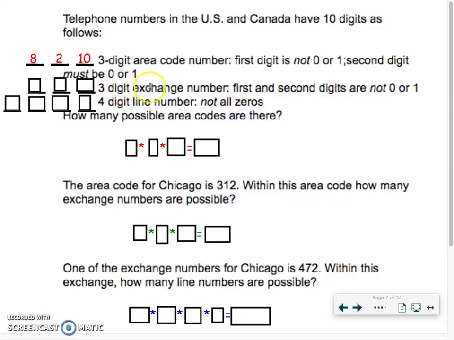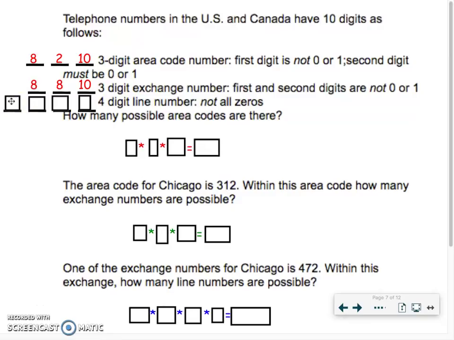Okay, next, we have the 3-digit exchange number. It says the first and second digits are not 0 or 1. So just like before, if we can't use 0 or 1, we only have 8 choices for both the first and the second digit. Now for the third digit, it doesn't give us any restrictions once again. So we can go ahead and use all numbers from 0 to 9.